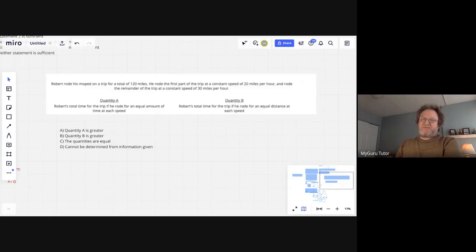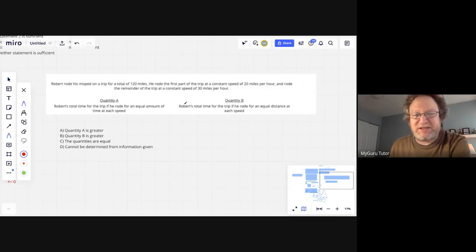Okay, from a concept perspective, clearly it's a rate time distance problem. Rate time distance problems often lend themselves well to either drawing a table or drawing a diagram. I personally like diagrams, though I know some people like tables. Whatever works for you. So what do we need? What are we looking for? Here, we're looking for total time.